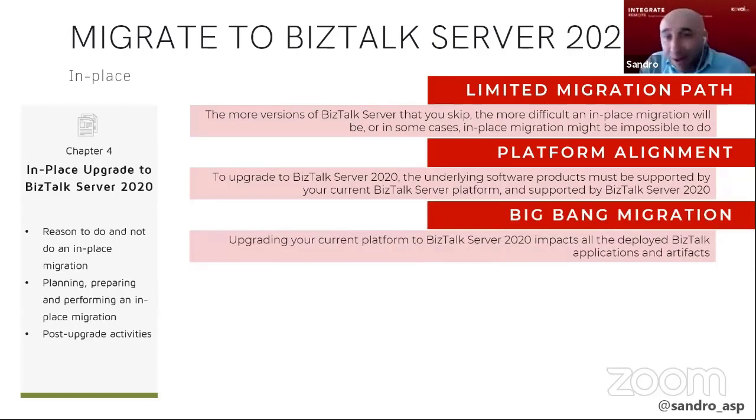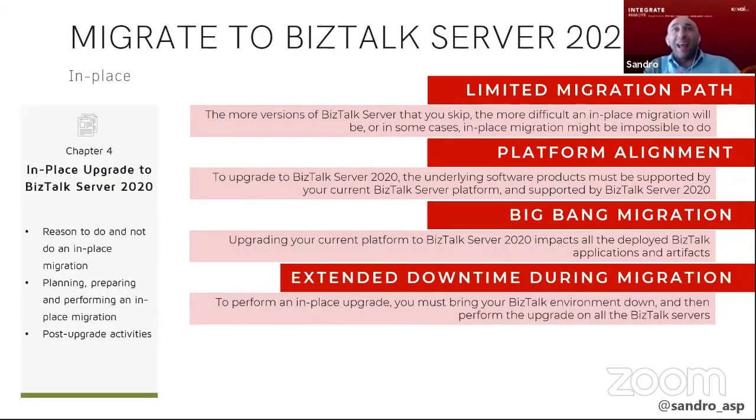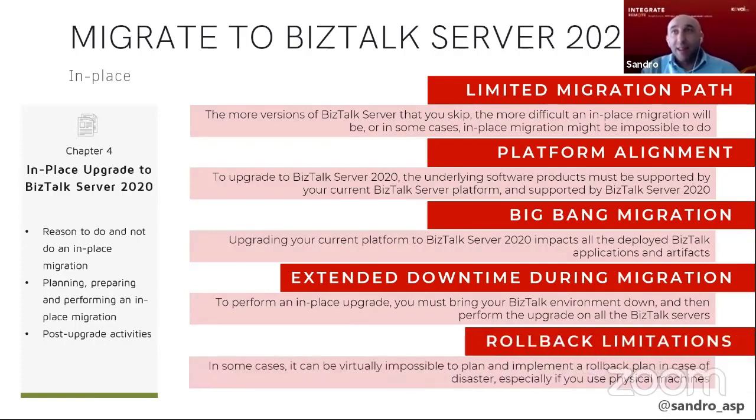It is a big bang migration. So everything at that runtime will be migrated to 2020. The application is still running on the .NET Framework that it was initially built on, but it is a big bang migration. It can have an extended downtime during the migration. The risk is too high. So sometimes rollback is not really possible, okay?